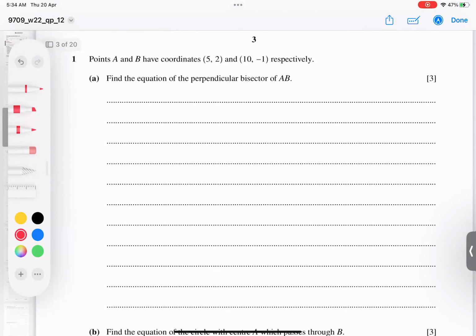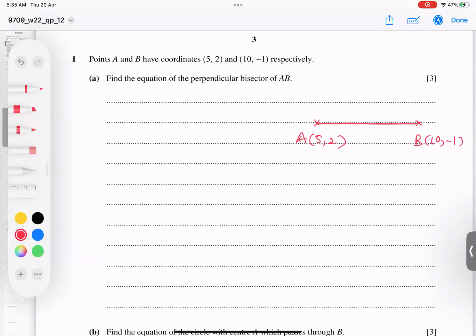Point A is mentioned here, and B is mentioned here. We need to find the equation of the perpendicular bisector of AB. So let's see how we can find it. First of all, I will show you a diagram, a rough idea. A is (5, 2) and B is (10, -1).